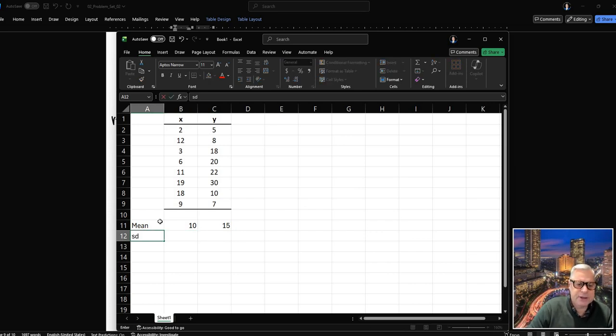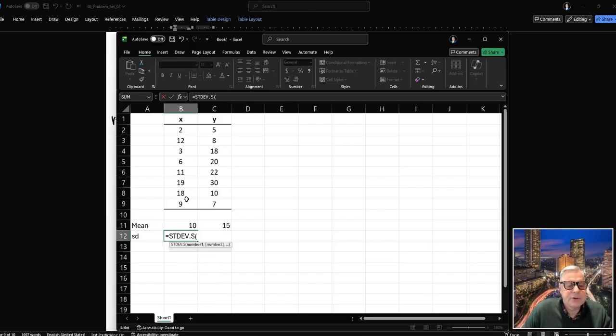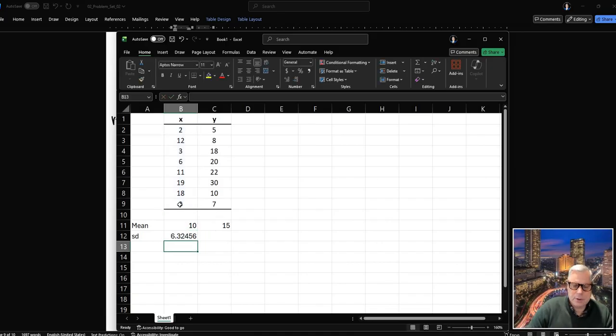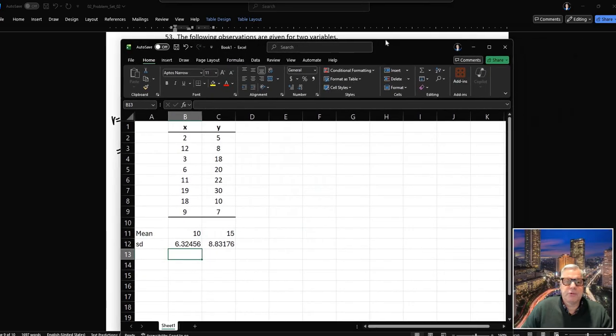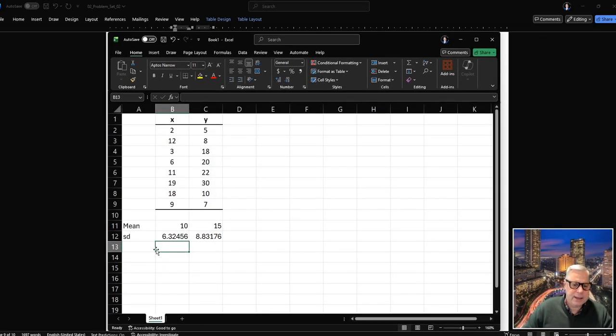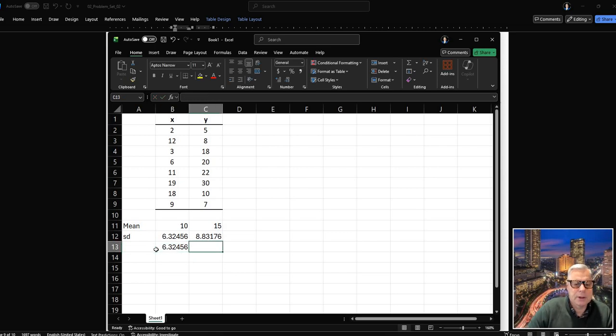Now the standard deviation equals standard deviation, 6.3. Okay, so that was, in our case, the square root of 40 and the square root of 78. Let's just double check if that's the same. Square root of 40, yeah, and the square root of 78. Okay, so we got the same.